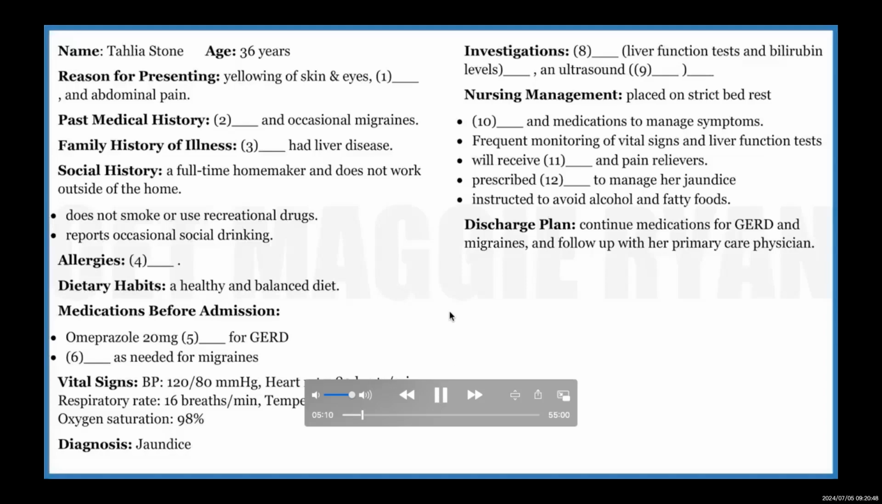We will also advise you to continue taking your medications for GERD and migraines as prescribed. When you're discharged, you will need to follow up with your primary care physician and continue with the medication regimen we provide. Do you have any questions for me, Talia? No, thank you for explaining everything so clearly, doctor.